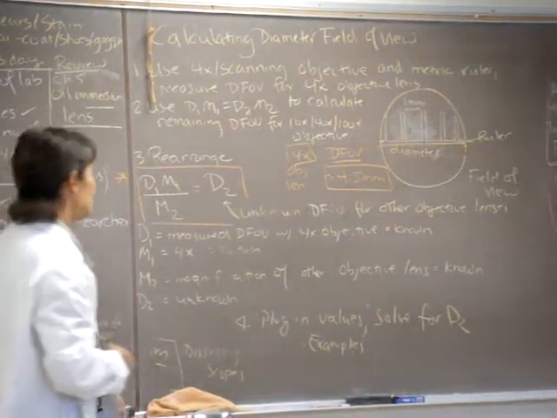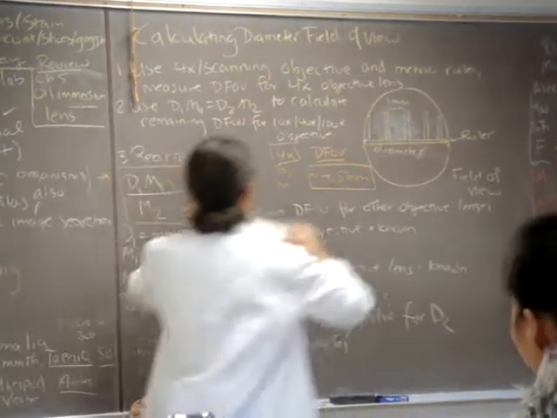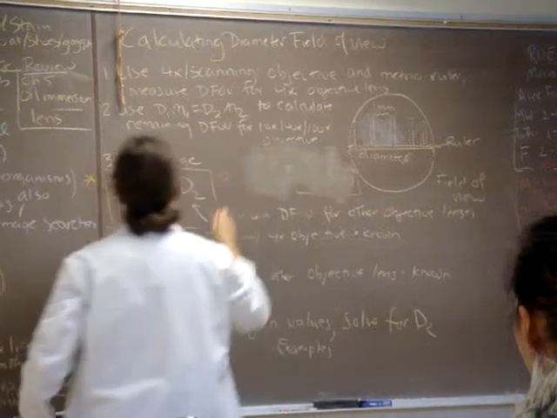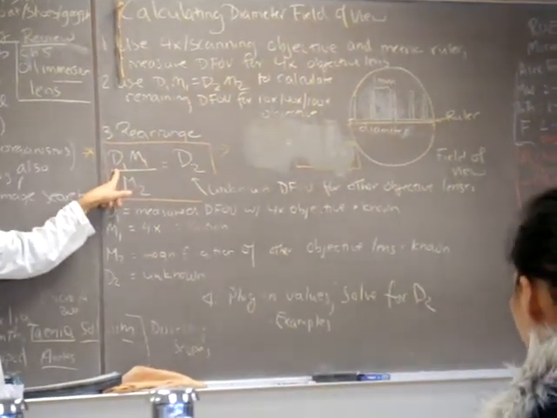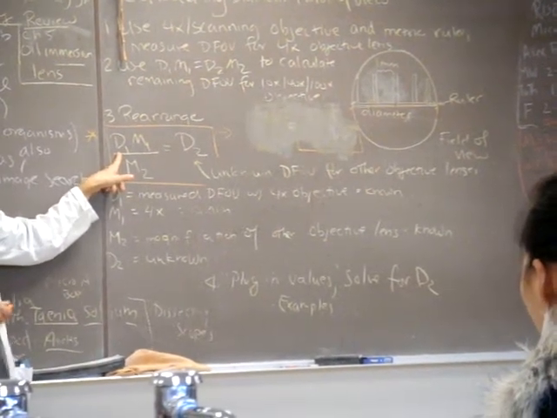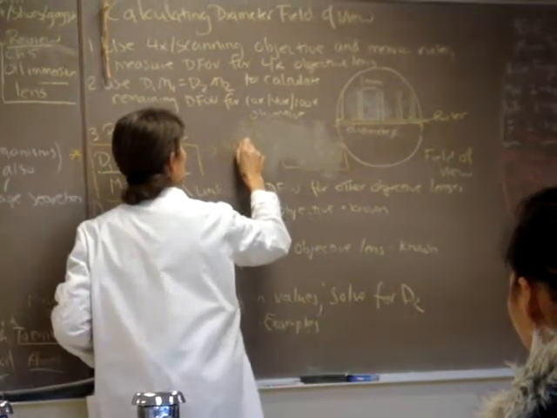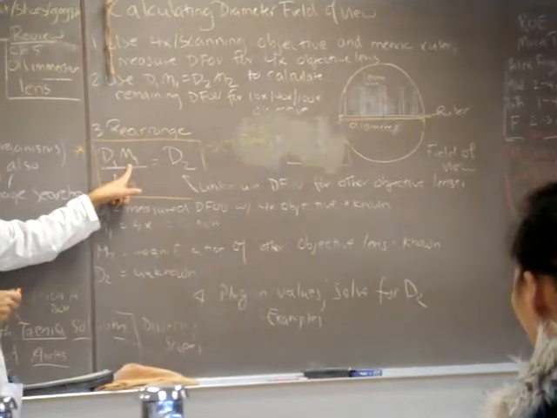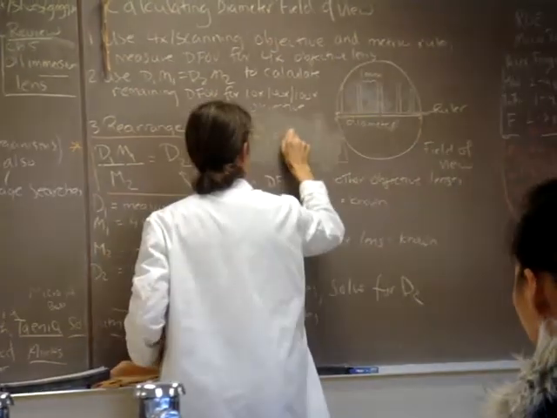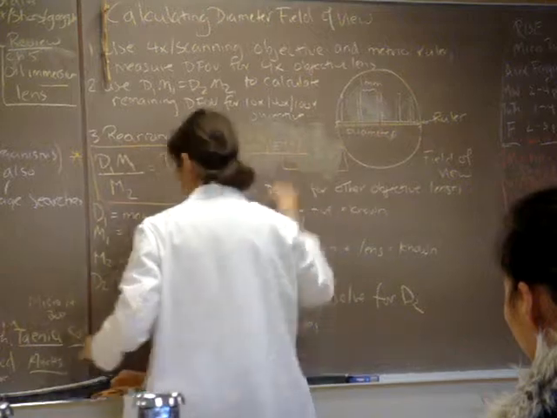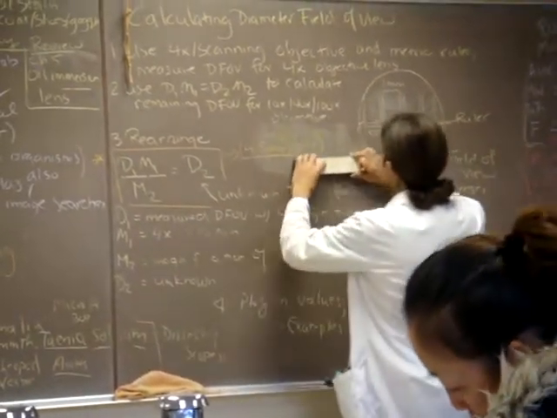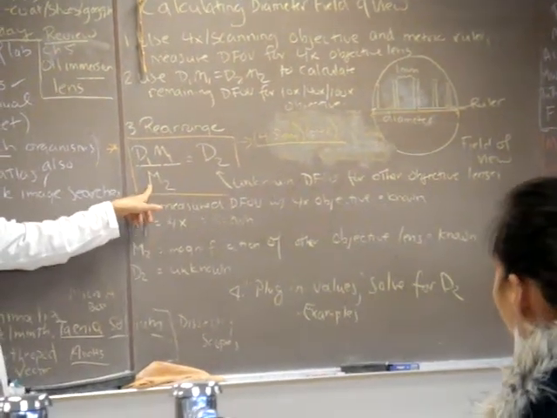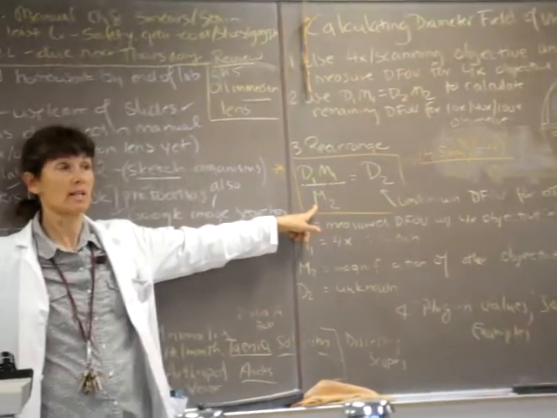Okay, so let's plug these in. So for this cartoon, you guys, what's D1? What's the value of D1? 4.5. Dynamite. 4.5. That's not going to change in my cartoon. What's M1? 4x. That's not going to change, right? Okay, so those are constants. Now what will change is this M2. M2 is the magnifying power of the other objective lenses.